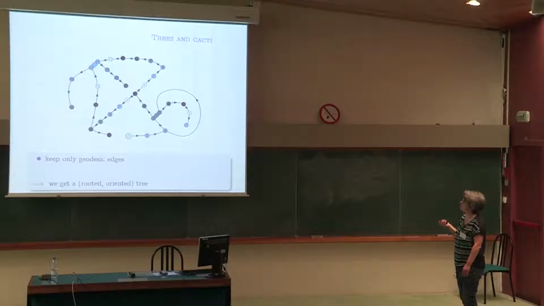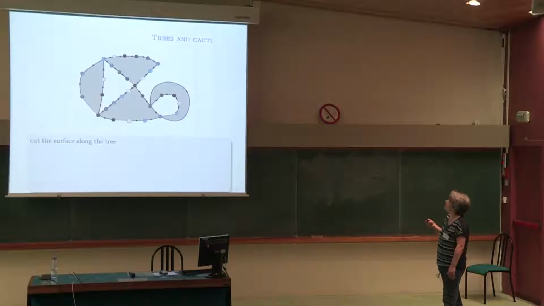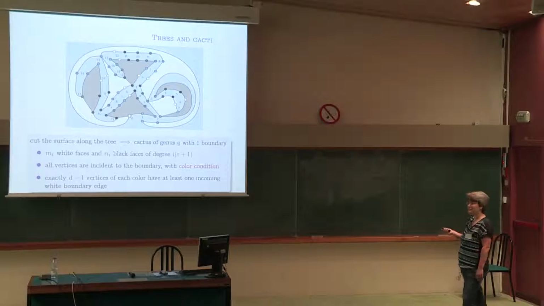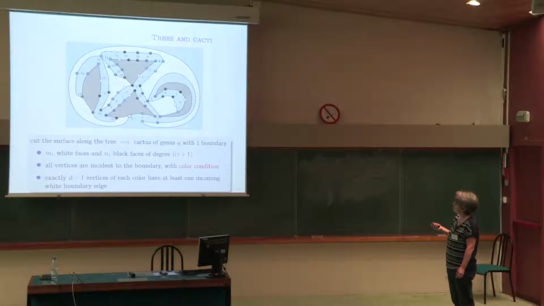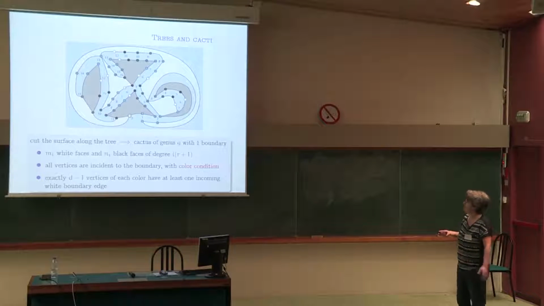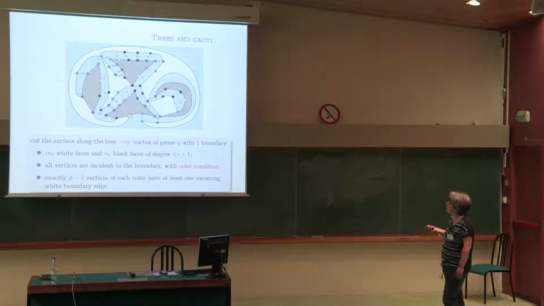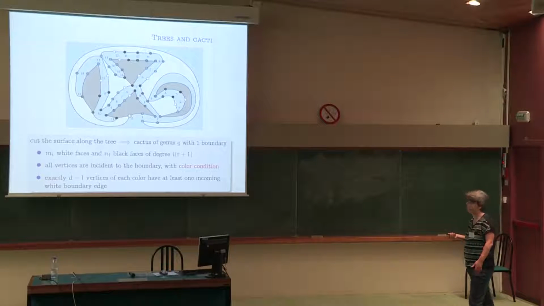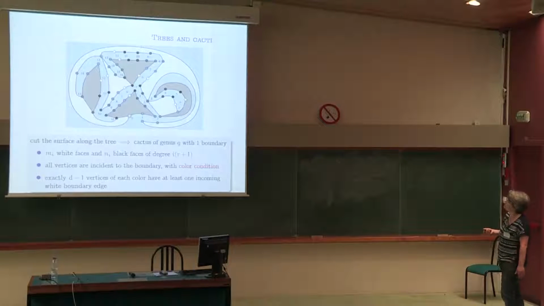If I keep only the geodesic edges and I cut on the vertices of the U4, I get a tree. And this tree, I can use it to cut the surface. And I don't know if it's really understandable in one minute, but what we get is a cactus, a map with exactly one boundary, which corresponds to the tree of the previous slide. All vertices are incident to it, so this is kind of tree-like. We have color conditions: the vertices along the boundary respect a certain pattern with respect to the shades.